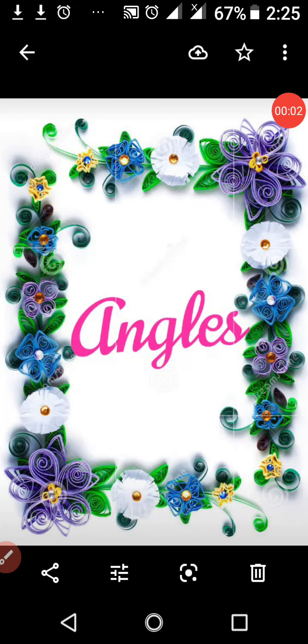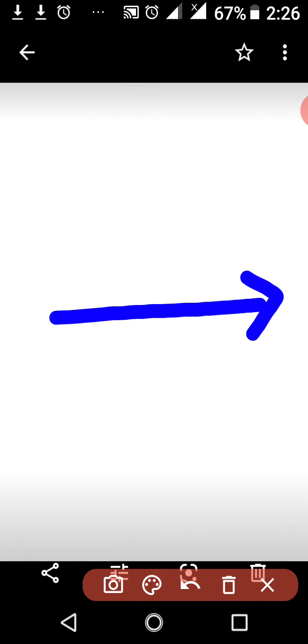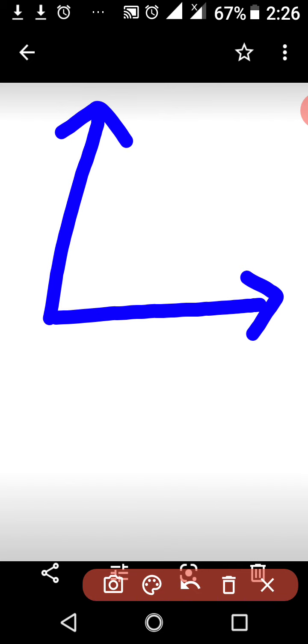Now we are going to learn about angles. Angle is the union of two rays with the same initial point. An angle is a figure formed by two rays with the same initial point. So this is one ray and this is one more ray. Now this is known as an angle.